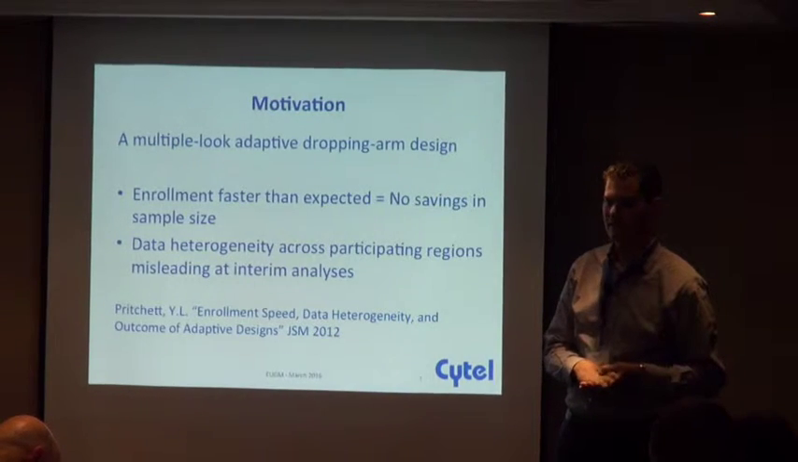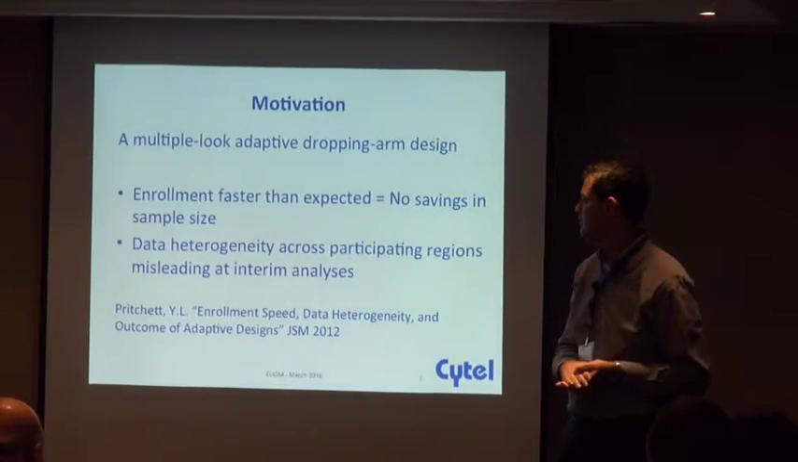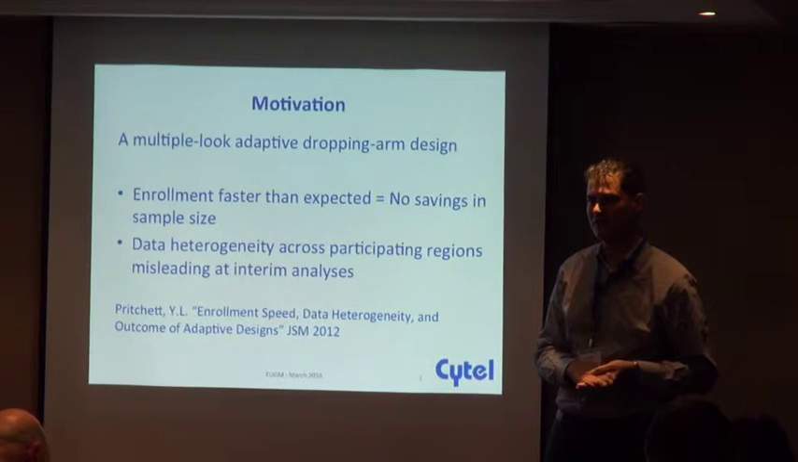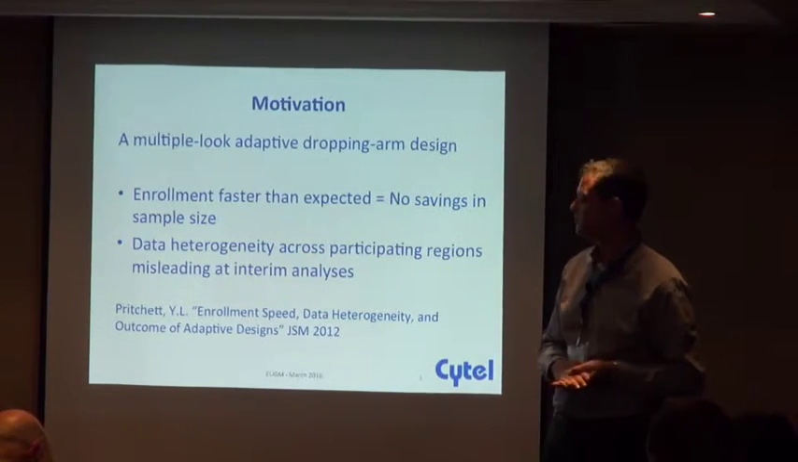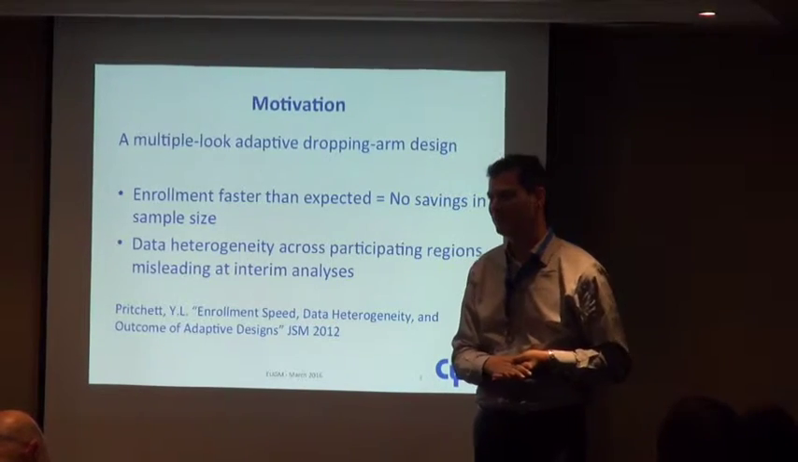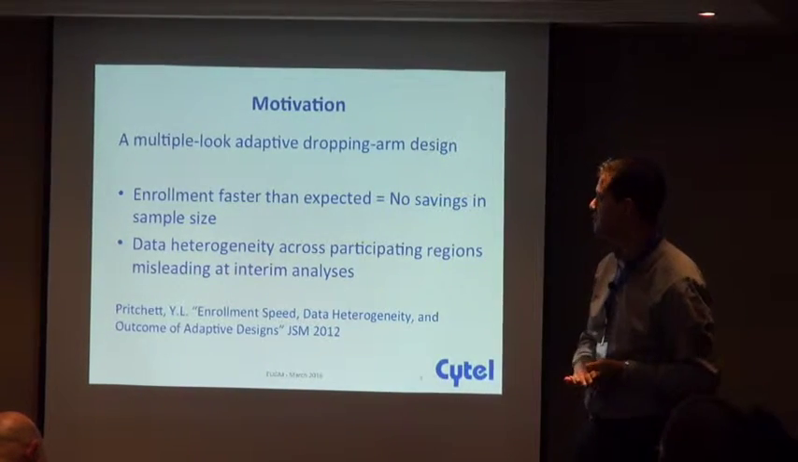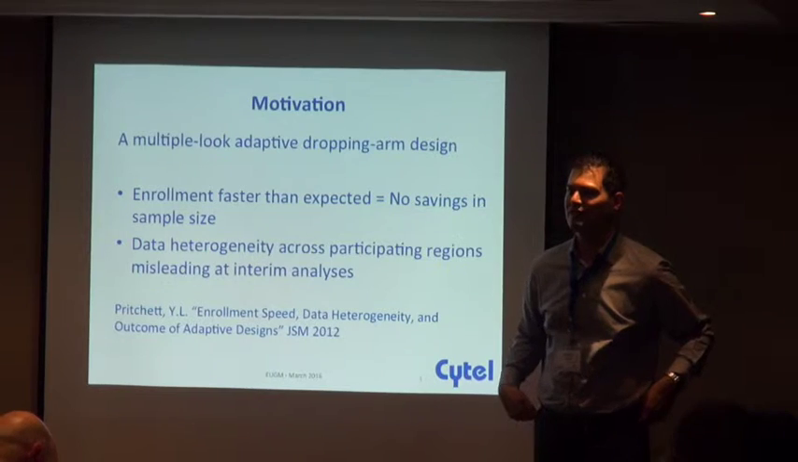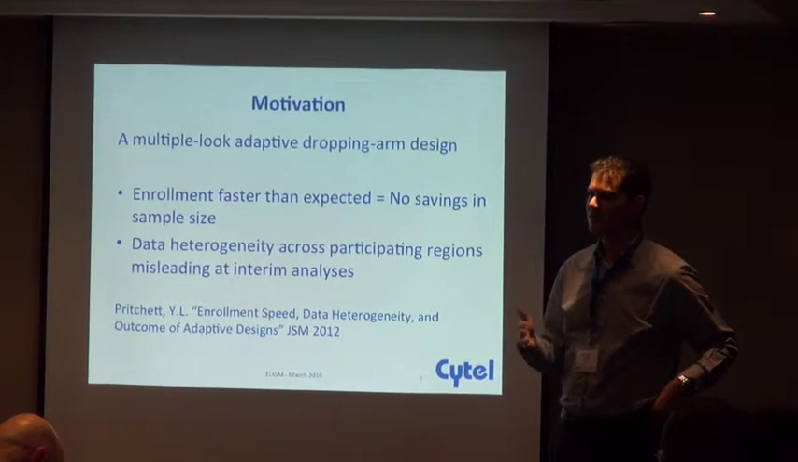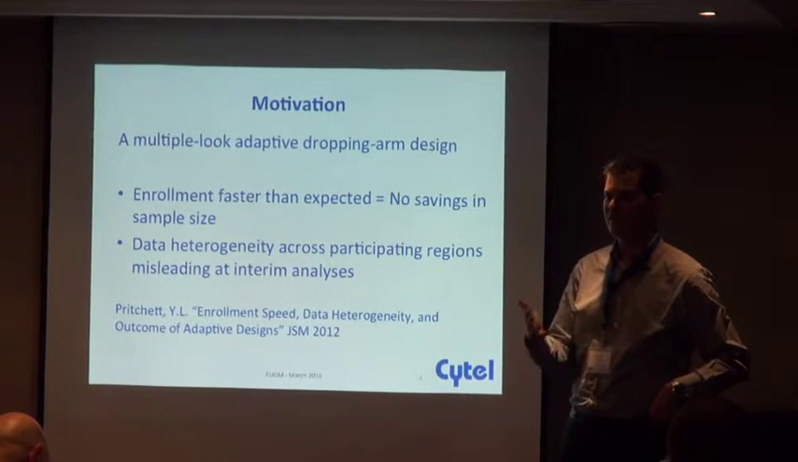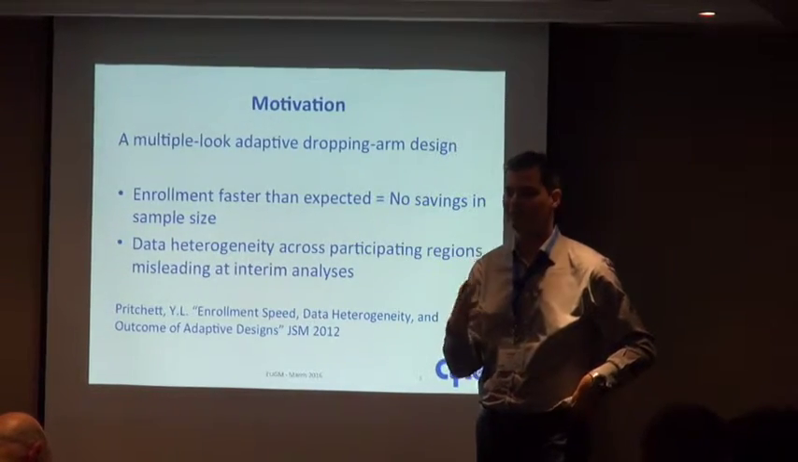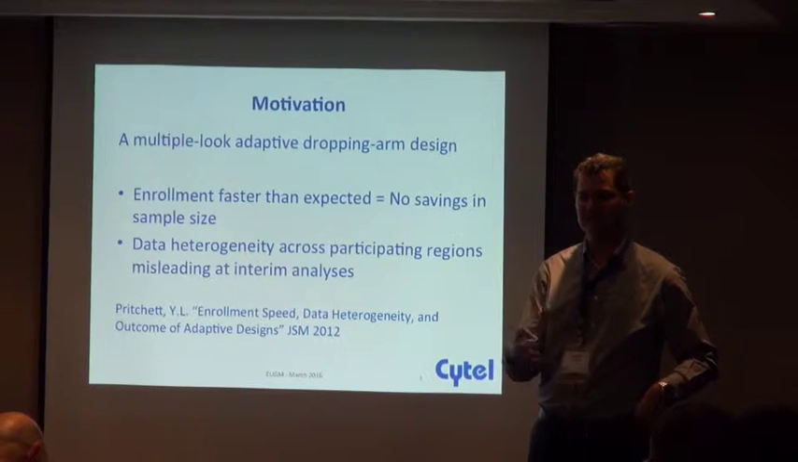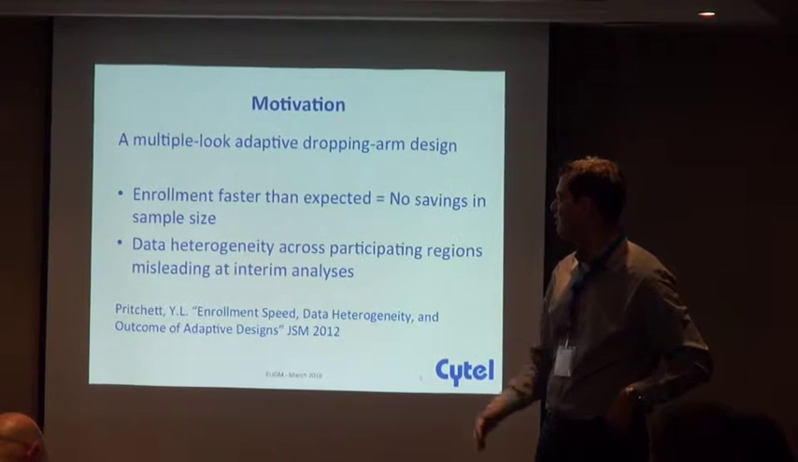And she described a multiple look adaptive dropping arm design. This was a Bayesian design. It was phase 2, but a rather large trial, about 260 patients. And that trial stopped for futility. I'm going a little bit ahead of myself, but I'm not going to describe the design of the trial very much. Needless to say, it was adaptive, and it had multiple interim looks. It was Bayesian in flavor, so it could change the sample size as you went along, and was calculating predictive probabilities to decide what to do next.